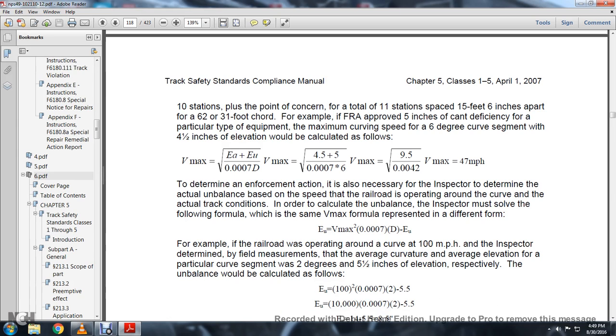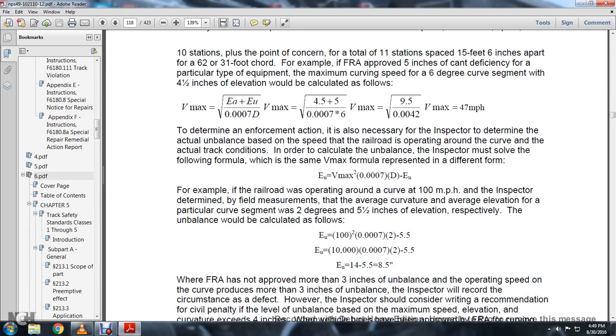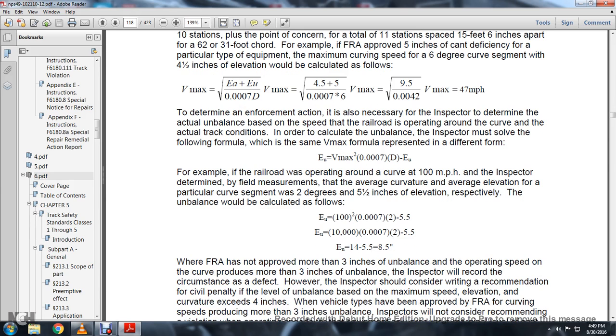In order to calculate the unbalance, the inspector must solve the following formula, which is the same Vmax formula represented in a different form. For example, if the railroad is operating the curve at 100 miles an hour, and the inspector determined from field measurement that the average curvature and average elevation for the particular curve segment are 2 degrees and 5.5 inches of elevation respectively, the unbalance is calculated by the formula.